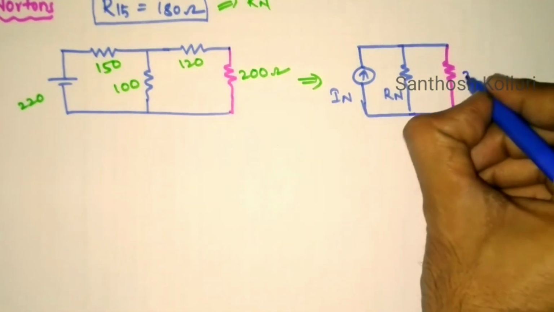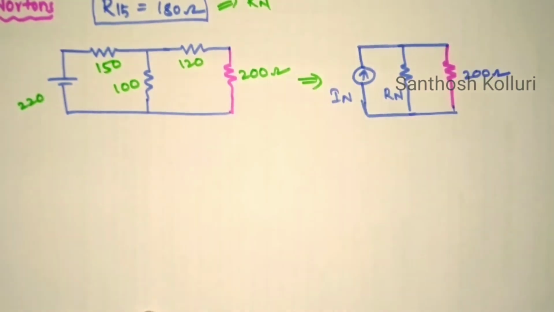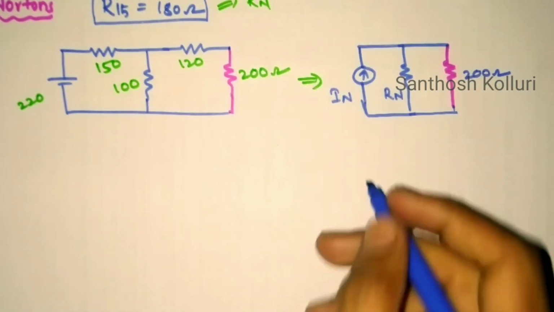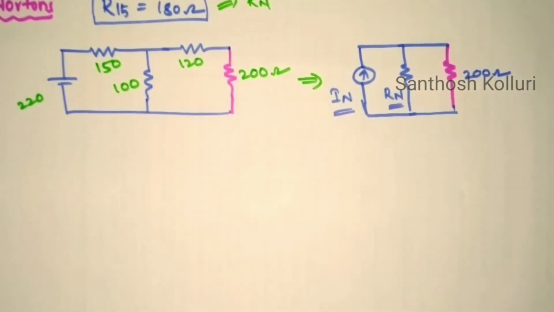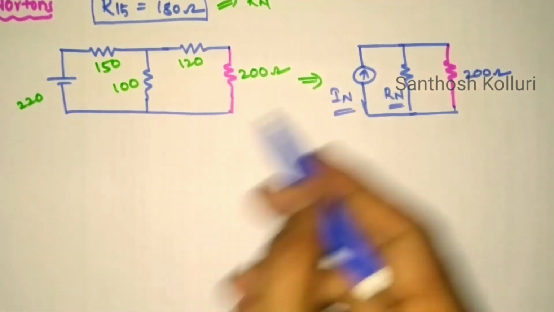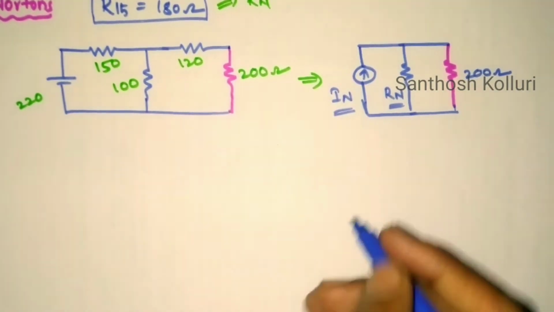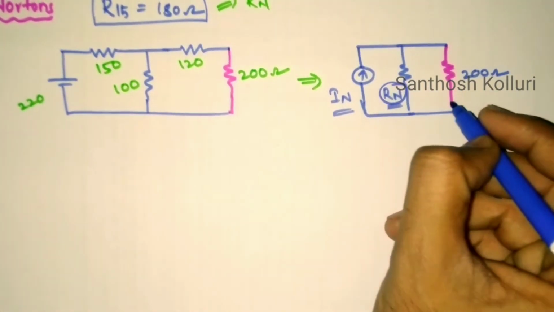The load is connected in parallel with the source. So here this is my representation of Norton's theorem. In this case we need to calculate I Norton and R Norton. R Norton is very similar to Thevenin's resistance RTH. So calculation of RN is over.